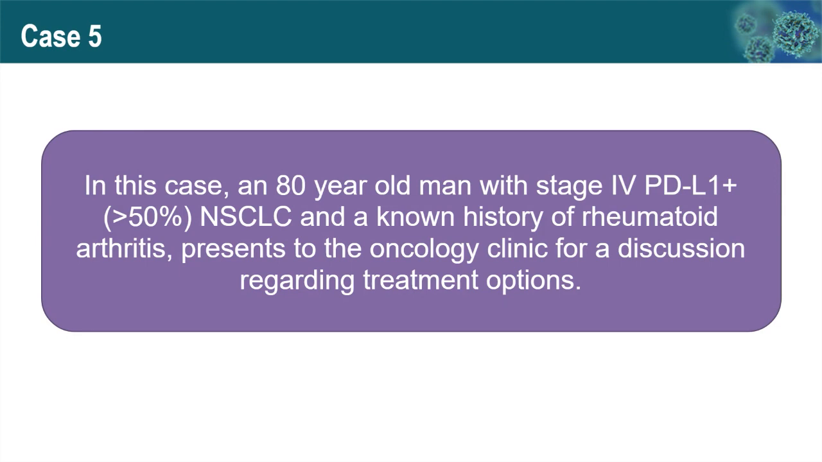So case 5 is an 80-year-old gentleman with stage 4 PD-L1 high non-small cell lung cancer and a known history of rheumatoid arthritis. This patient presents to the oncology clinic for a discussion regarding his treatment options.